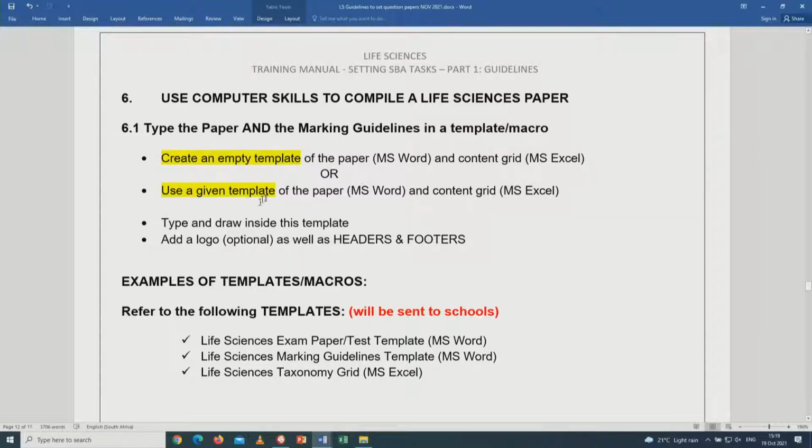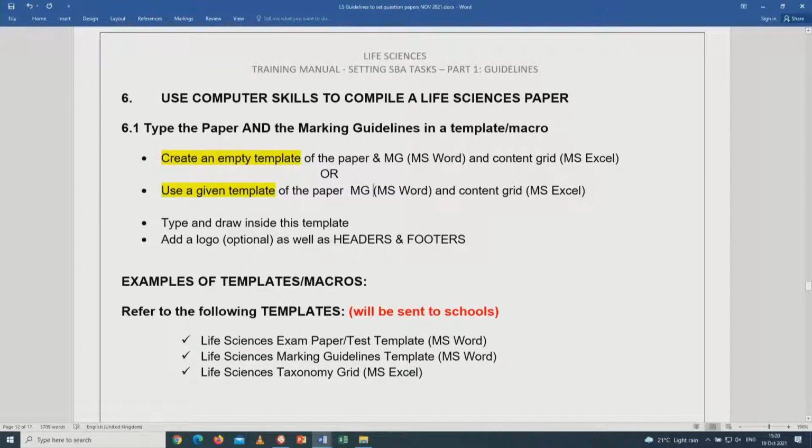Or you can use a given template, those that I'm going to send tomorrow, again of the paper, and I must add here the memo also. Create an empty template of the paper and marking guidelines. I'm just going to abbreviate it. And the same here, or you use the given grid template of the paper and the marking guidelines. Again in MS Word, and the content grid in Excel.